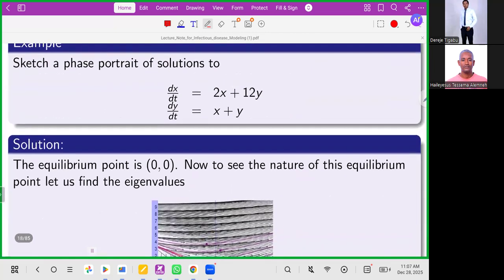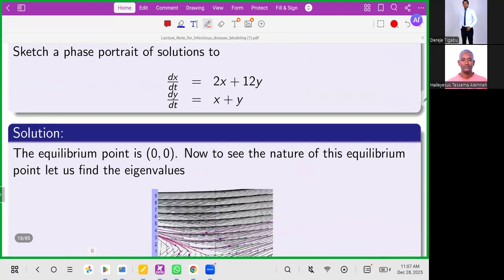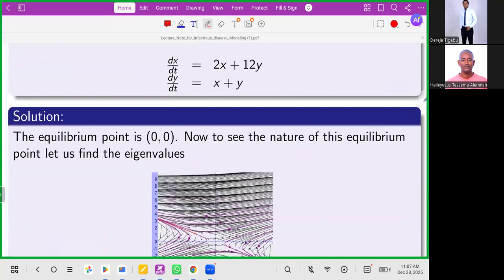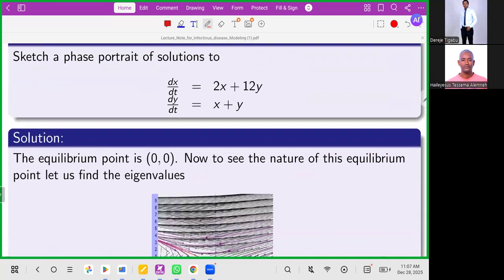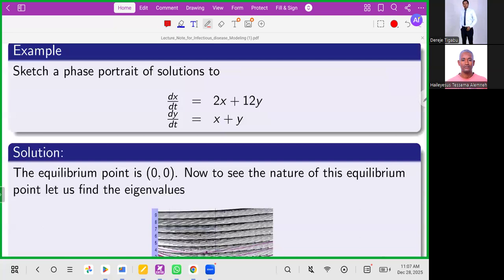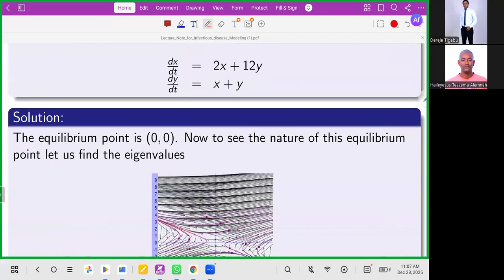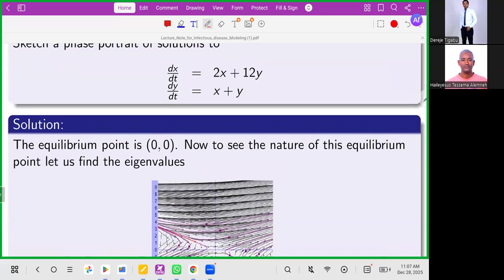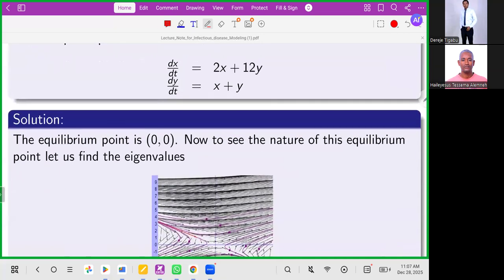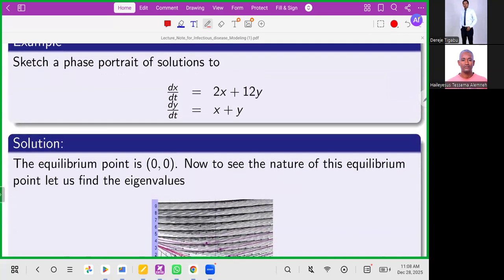So you can see that one. Okay. We have this system of differential equations: 2x plus 12y, and x plus y. So clearly 0, 0 is the equilibrium point for this system. Now, to identify how it's stable or unstable, I think we can find the eigenvalues of the system.